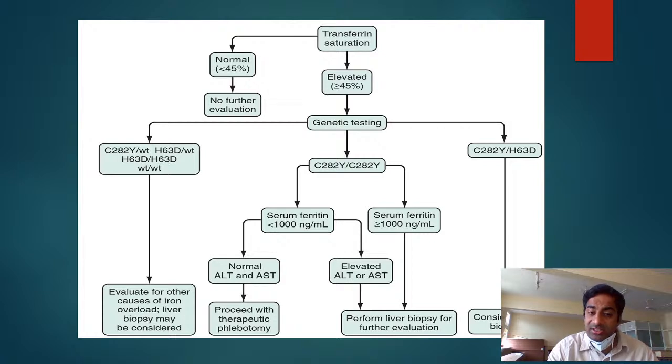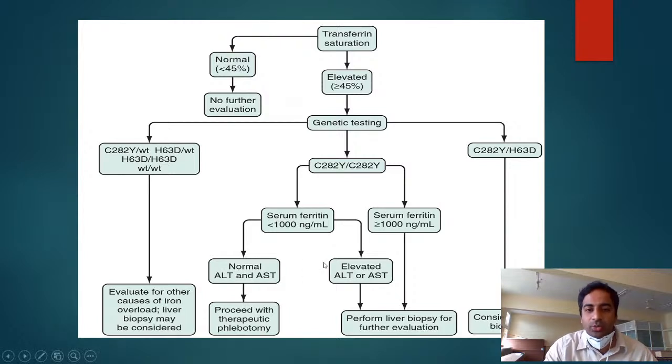For diagnosis, the first test you do is transferrin saturation. If that's normal, then no further evaluation is needed, because it has to be positive, so it has to be elevated. If it's elevated, the first thing you do is genetic testing. You either do C282Y by HFE, or H63D by HFE. If it's negative, then you evaluate for other causes of iron overload, like secondary iron causes.